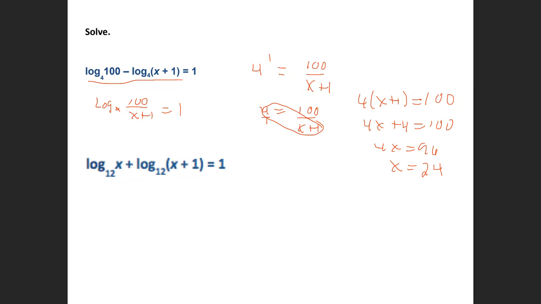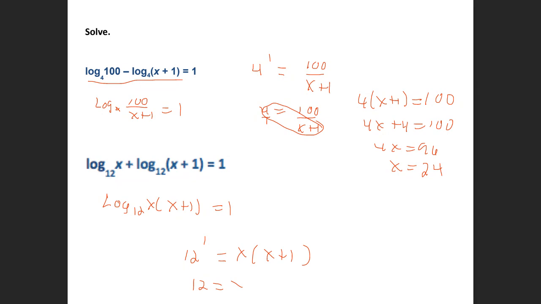This problem here, there's a plus sign, so I'm going to rewrite it as a single log. This would be log base 12 of x times x plus 1 equals 1. Since I have a single log, I'm going to rewrite it as an exponent. So that gives me 12 to the first power is equal to x times x plus 1. You'll see it's very similar to the last problem. It's going to be a quadratic: 12 is equal to x squared plus 1x. Subtract off the 12, set it equal to 0 and factor. That gives me x plus 4, x minus 3. So x equals -4, x equals 3.